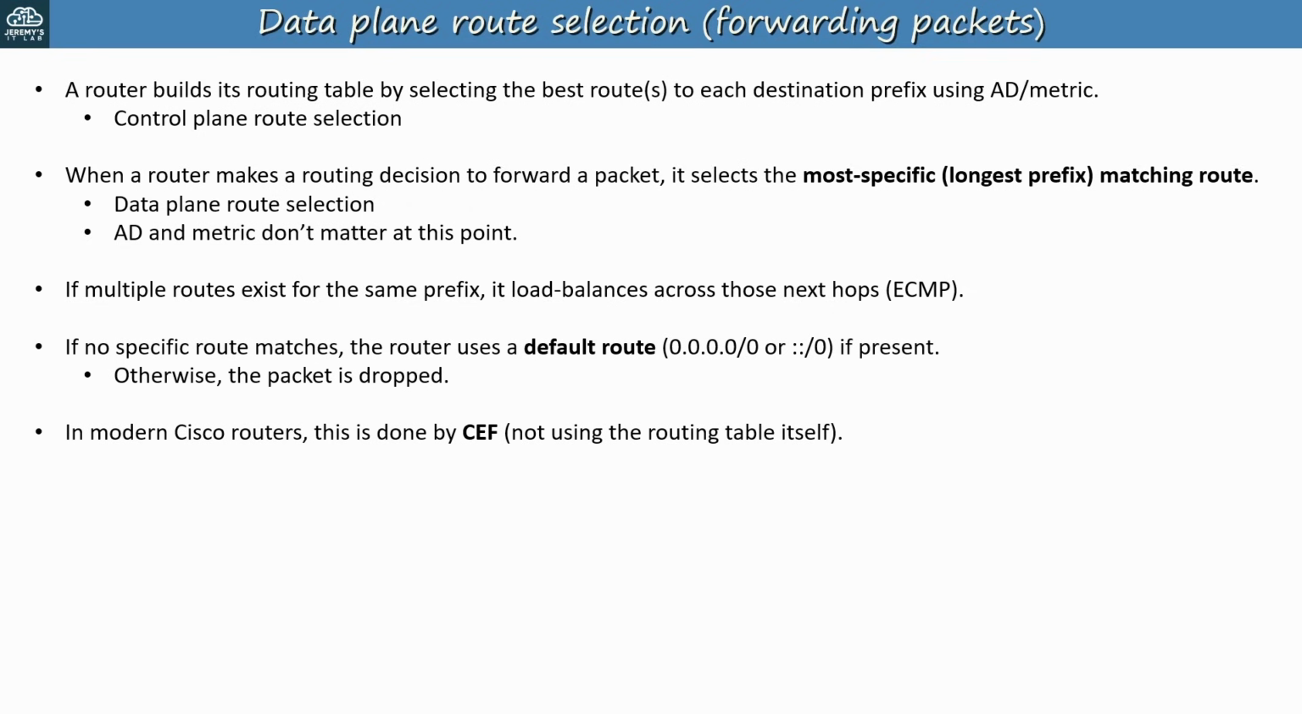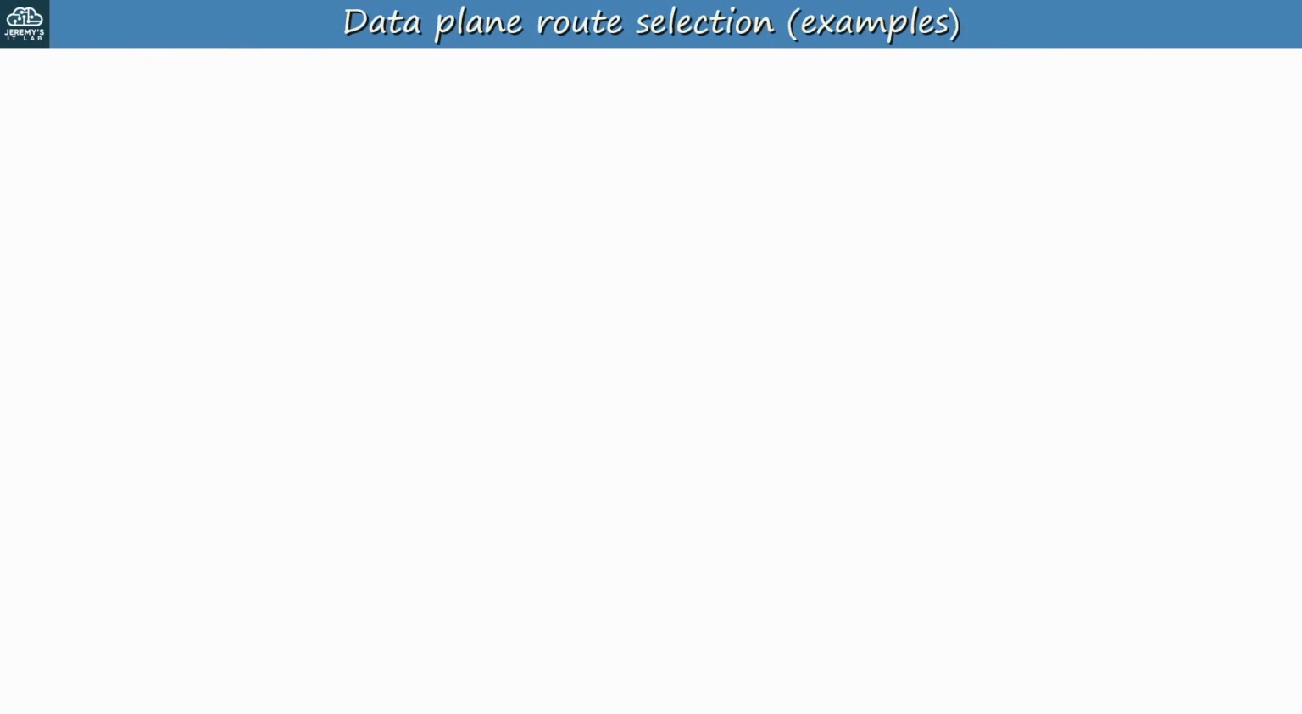And that's all I have to say about packet forwarding. It's simpler than control plane route selection, since all you have to consider is the most specific matching route. But sometimes that can be tricky, especially if you're not comfortable with subnetting and identifying the address range of subnets. Let's look at a couple of examples to practice.